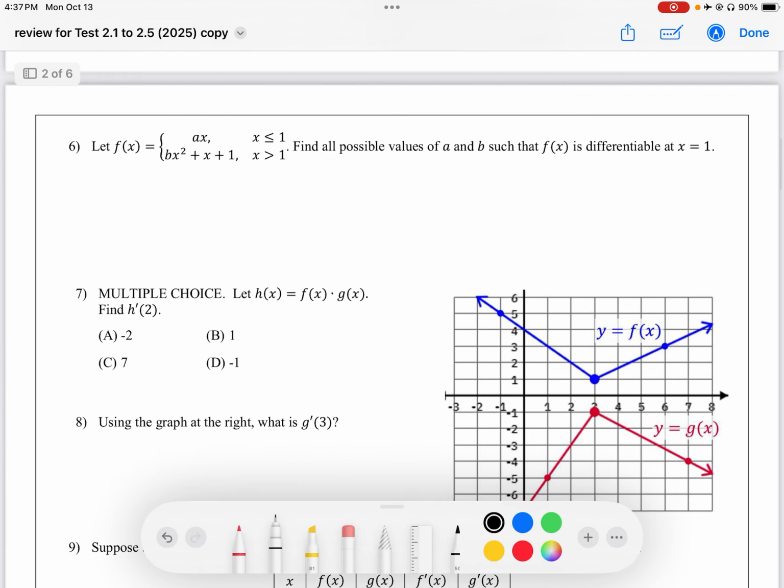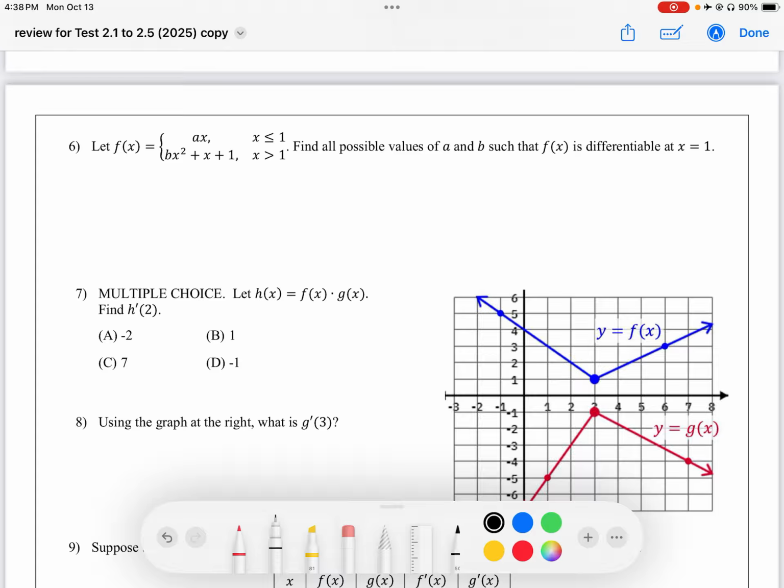Number 6. Okay, we've got a piecewise function. They want you to find all possible values of a and b such that f of x is differentiable. Okay, if it's going to be differentiable, by the way, I have a linear function and I have a quadratic function, and they need to meet up so that the y values are equal and the slopes are equal, right? So it needs to be smooth and connected there. It needs to be differentiable.